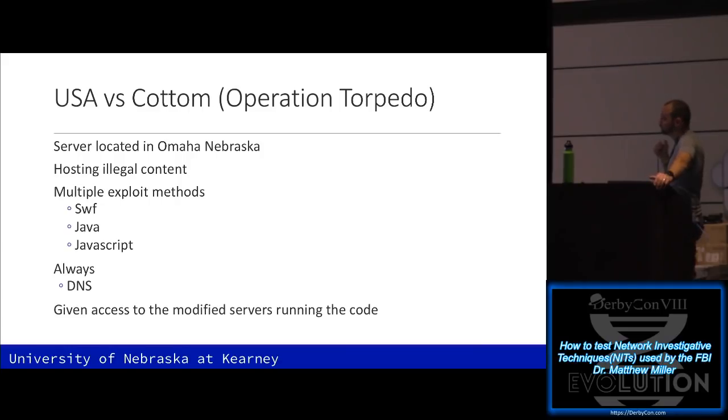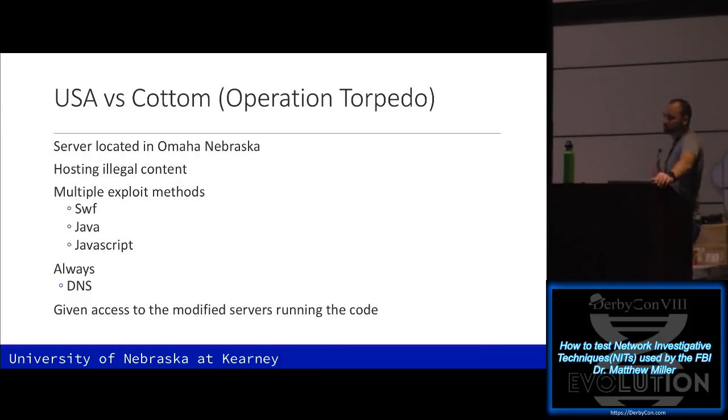And the case that I worked on was USA versus Cottom. This is nicknamed Operation Torpedo. There was a server located in Omaha, Nebraska. It was hosting illegal content, and we had 3 different general methods of exploit that were used, and these are all based on the work that H.D. Moore did. And then it also tried to do DNS. I'll show that here in a little bit.